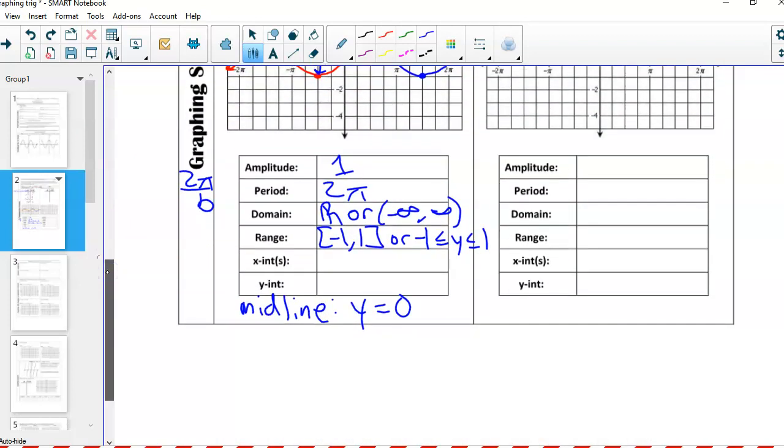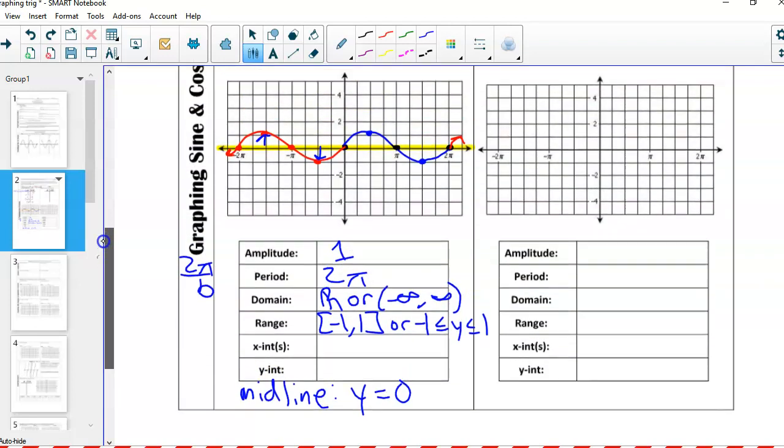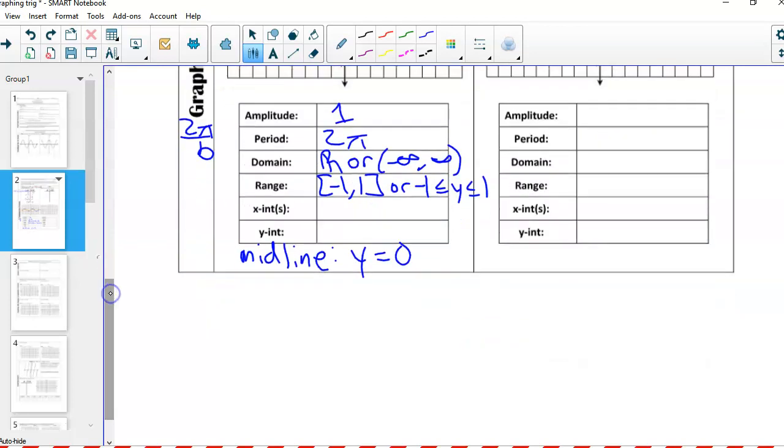Okay. So your range is going to be changed anytime your amplitude changes and anytime you have a vertical shift. Yeah, really both. In this case, your x-intercepts are all of your multiples of pi. So this is written kind of weird. That means whatever number I multiply to pi, whatever multiple of pi, it's going to have an x-intercept there.